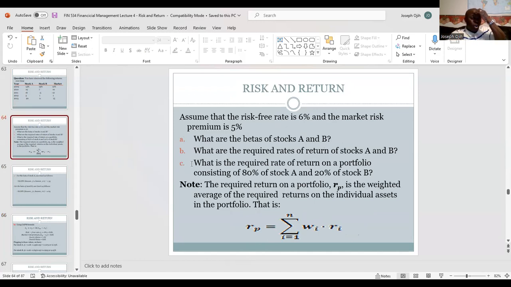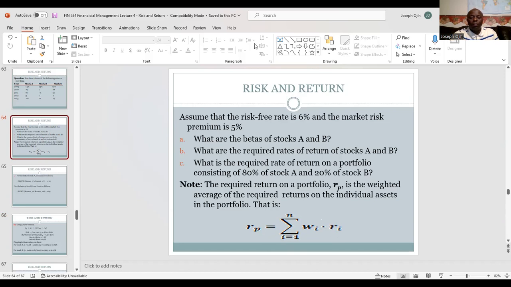Last question on that section says, what is the required rate of return on a portfolio consisting of 80% of stock A and 20% of stock B? Now, to do that, use this formula here. Return on the portfolio is the sum, this symbol here that looks like a monster. It means the sum of the weight of the stock times the required return on that stock.